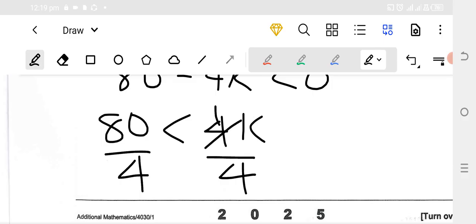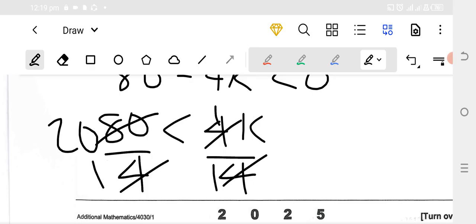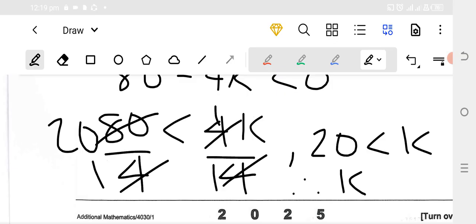4 into itself is a 1, 4 into itself is a 1, 4 into 80 is 20. So you're going to have 20 is less than k. Therefore, k is actually greater than 20. This is your final answer.